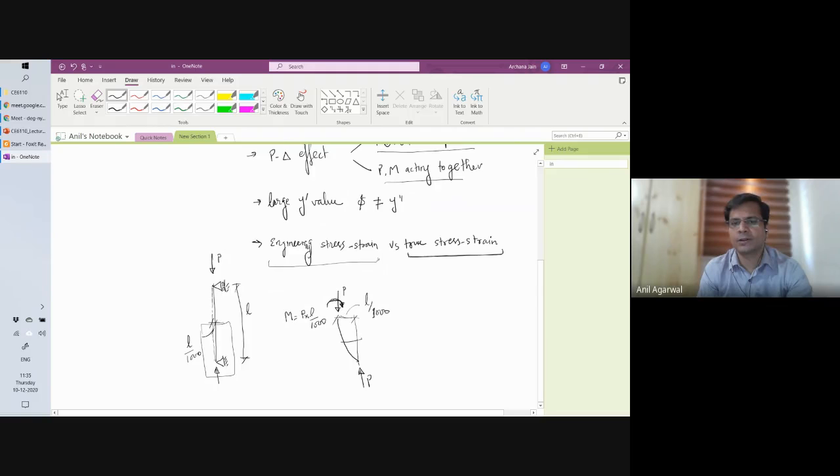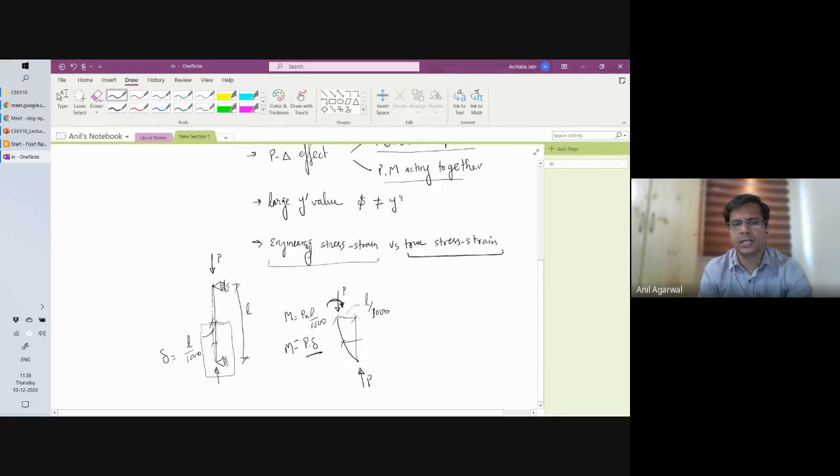And it will be different at different locations. At this location, it will be P times whatever this delta is. So L by 1000 is the maximum delta here, but here it is not L by 1000, it is less. So that's how M will be different. This L by 1000 here is known as small delta because it is for a non-sway case, so at the top and bottom you don't have any deflections. You have deflections only in the middle because of the imperfections, and that you will know as small delta.